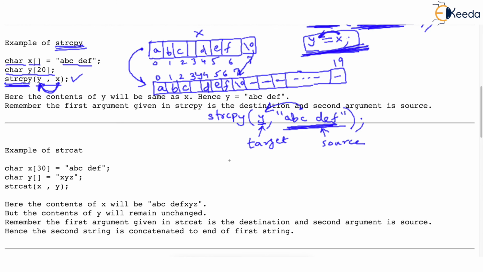Yes, for example, this statement is wrong. strcpy, suppose zlm space ddd something I am writing, comma x. Now this is too much. What I am saying is whatever is stored in this x array, copy it in this string. But this string is a constant. See that the target has to be an array and the source can be either an array or a constant string. Okay, so that is how strcpy works.